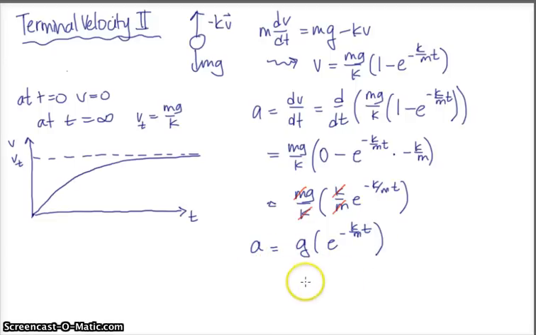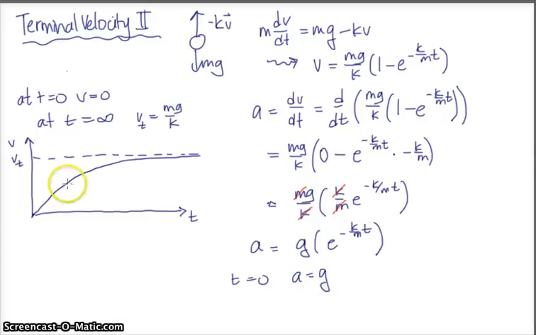Let's look at what that looks like. The acceleration at t equals 0 is g times e to the negative 0, well, e to the 0 is 1, so the acceleration is g times 1, which is g. So the acceleration starts out at g, which, if you go back to Newton's second law, at t equals 0, the velocity is 0. So m dv dt equals mg, the acceleration equals g, because there is no velocity and no drag force either, because the velocity is 0. So at t equals 0, the acceleration is g.